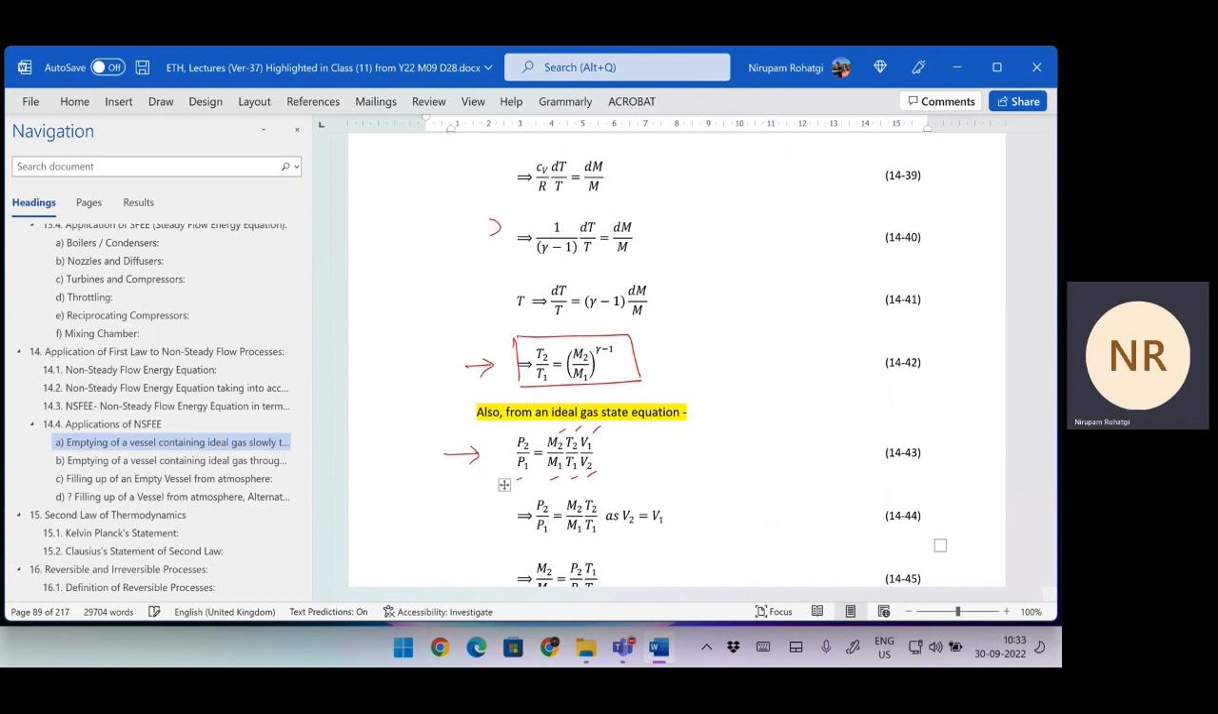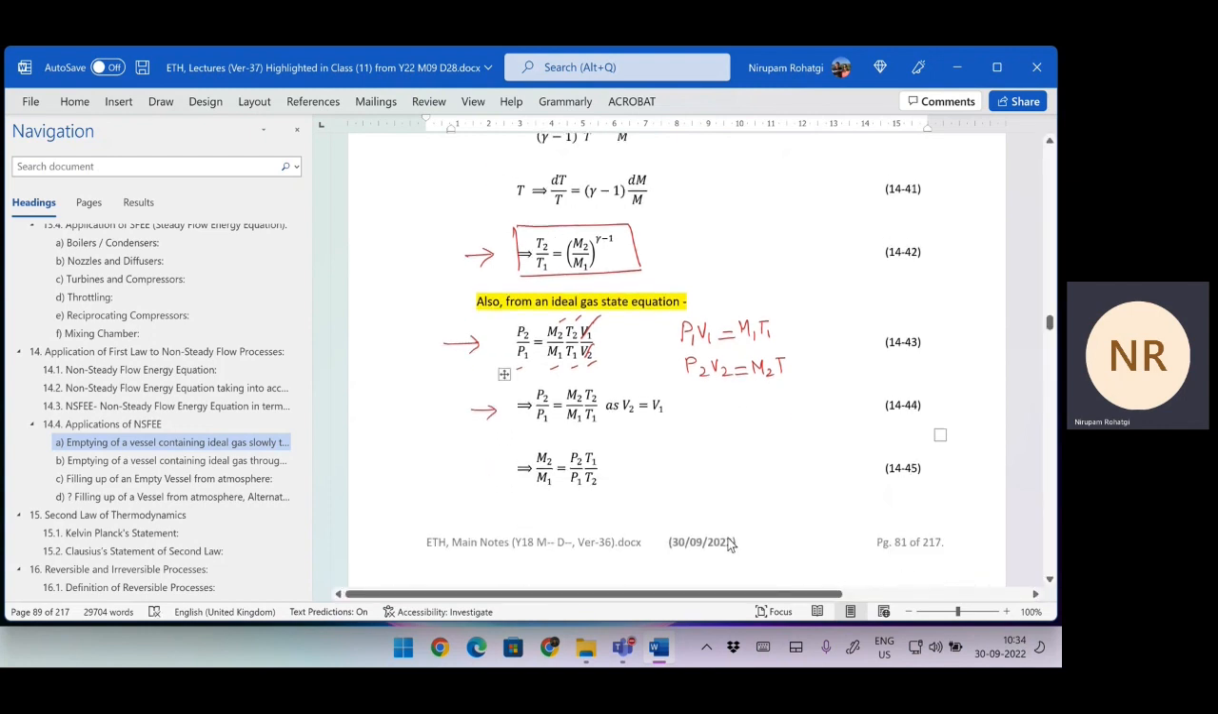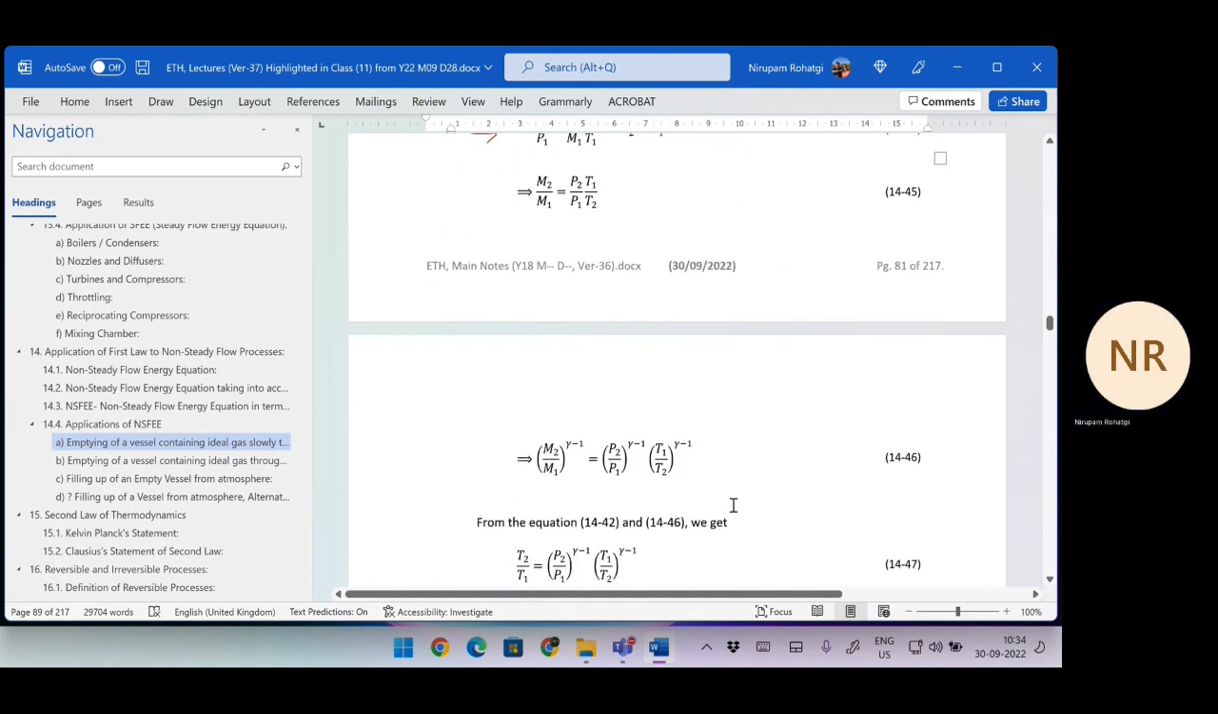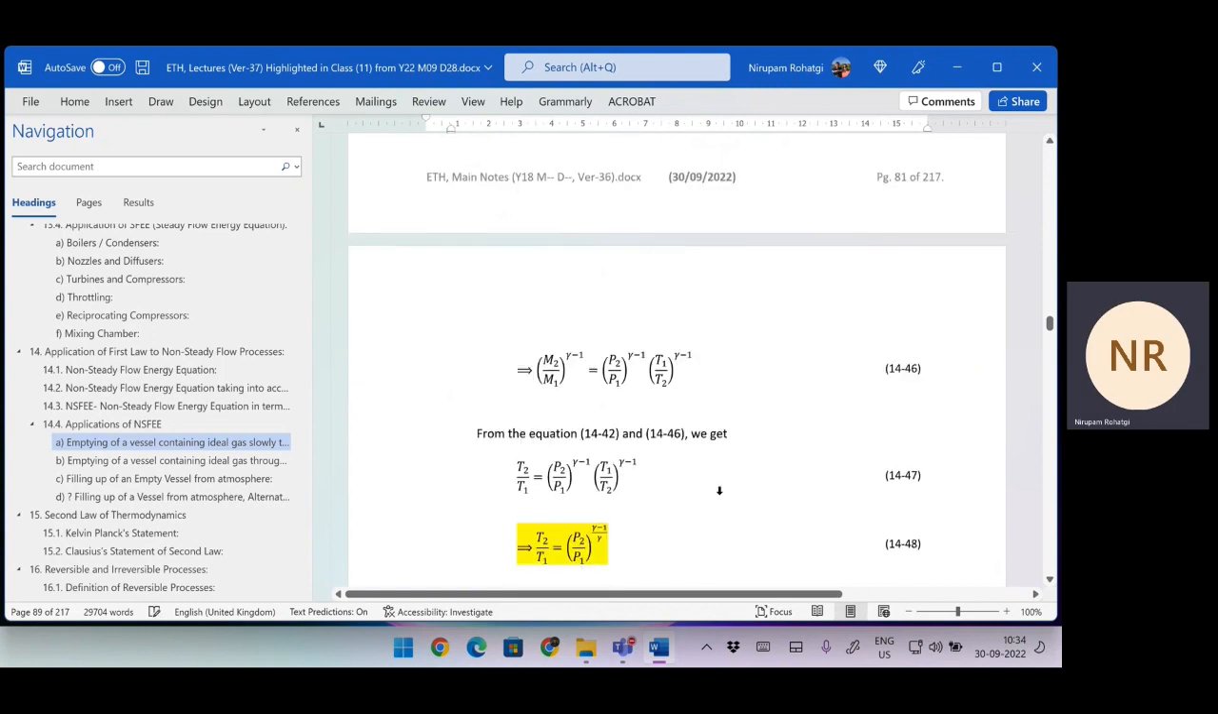P1 V1. Okay, yeah, fine. Using this relation, P1 V1 is equal to M1 T1, and P2 V2 is equal to M2 T2. Now your V1 and V2 are the same, so you get P2 by P1 is equal to M2 into T2 by T1. You put this equation into this, right? And finally you get this equation.